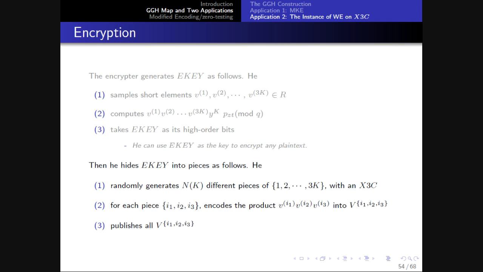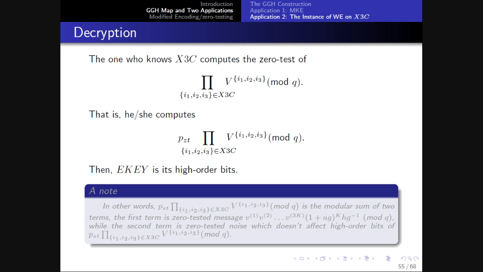Then he hides EKEY into pieces as follows. He randomly generates many different pieces of 1, 2, 3K with an X3C. For each piece, I1, I2, I3, he encodes the product VI1, VI2, VI3 into capital VI1, I2, I3, and publishes all capital VI1, I2, I3. Decryption. The one who knows X3C computes the zero test of such a modular product. Then EKEY is its high order bits.